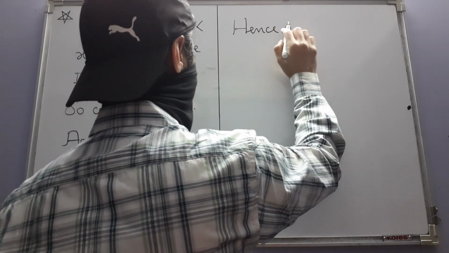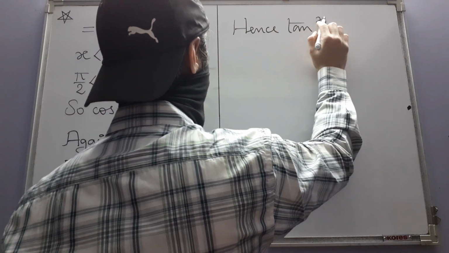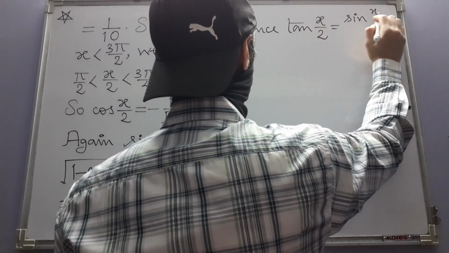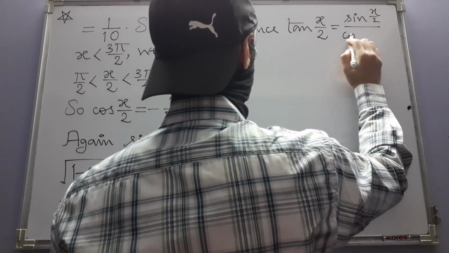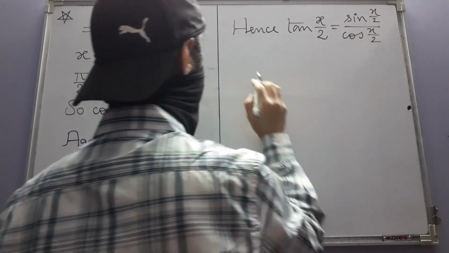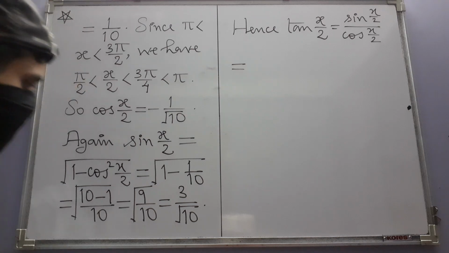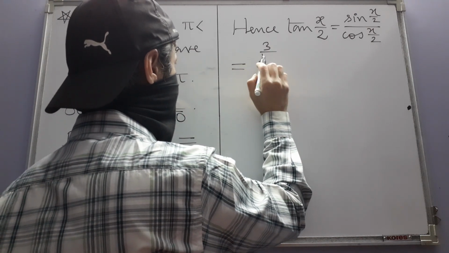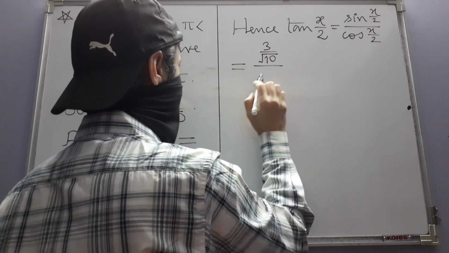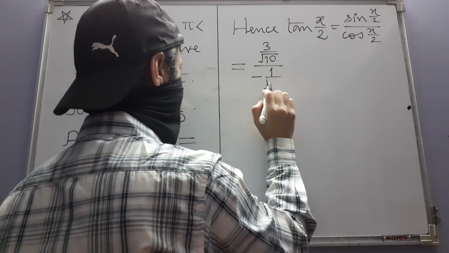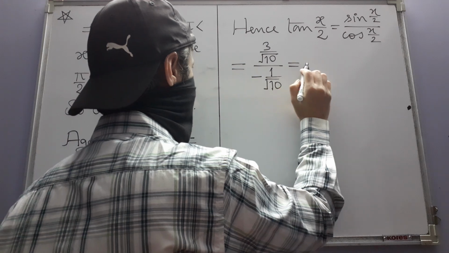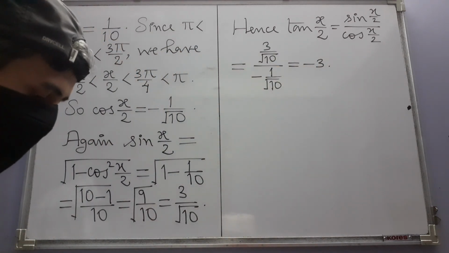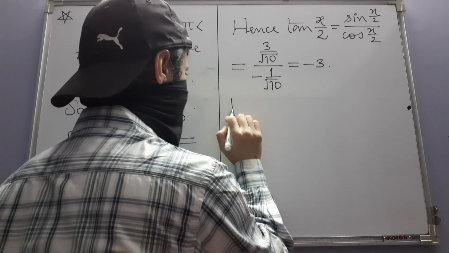Hence, tan x over 2 is sin x over 2 divided by cos x over 2. So sin x over 2 is what? 3 divided by square root of 10, minus 1 divided by square root of 10. So this is minus 3. So these are the values. And the last one.